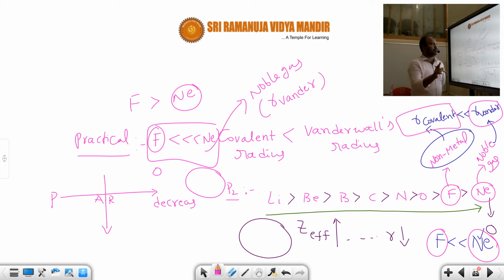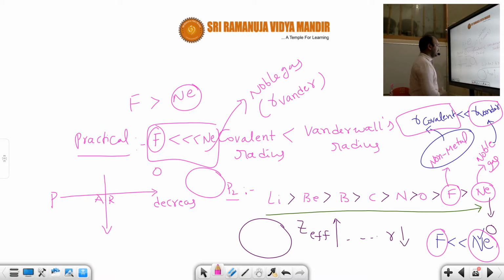This is one of the important exceptions in atomic radius values. Why do the noble gases have exceptionally high atomic radius values? The very simple reason is that noble gases have van der Waals radius. They have large atomic size. That's why it is opposite to the general trend.